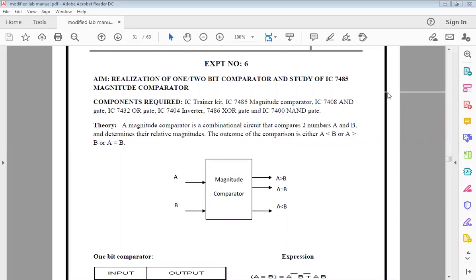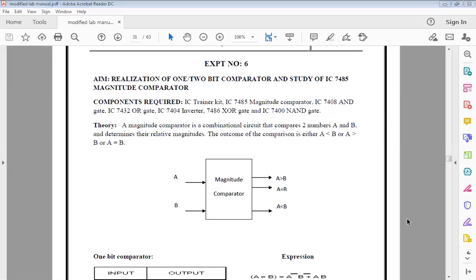Okay, fine. So this magnitude comparator is actually helpful in checking two values, A and B, and it will tell if A's value is greater than B, or if both A and B values are equal, or if B is greater than A, or A is less than B. So this will be done with the help of the magnitude comparator, right?